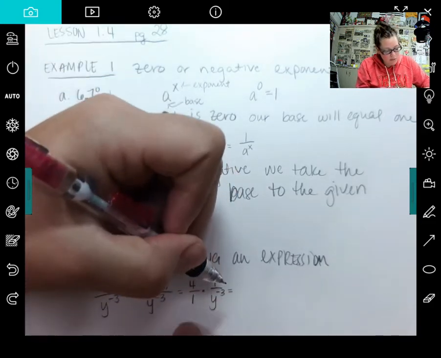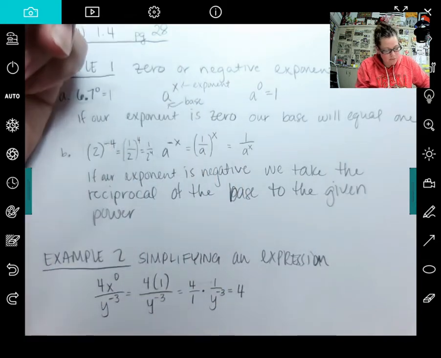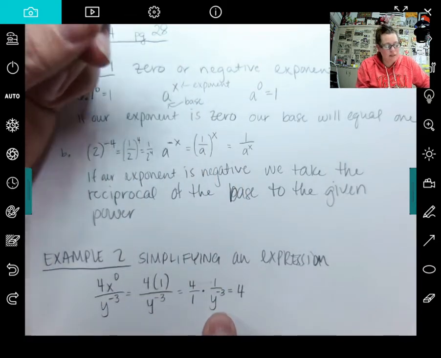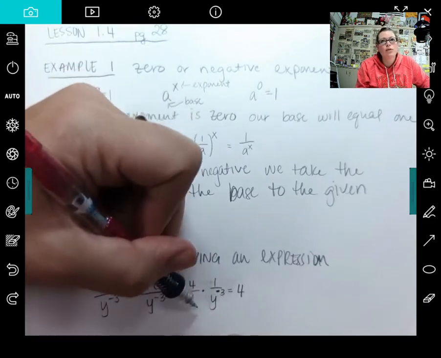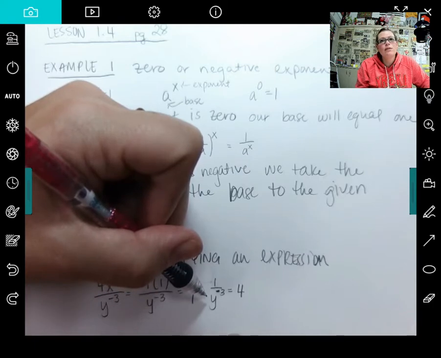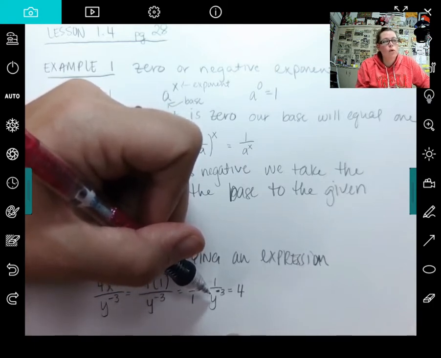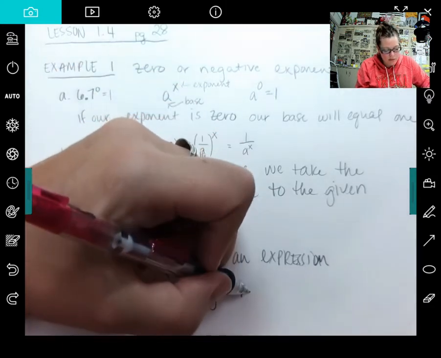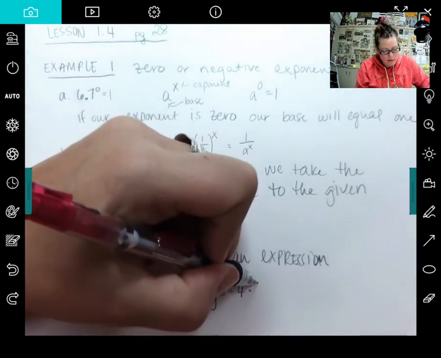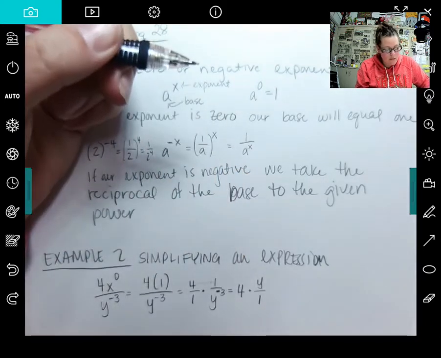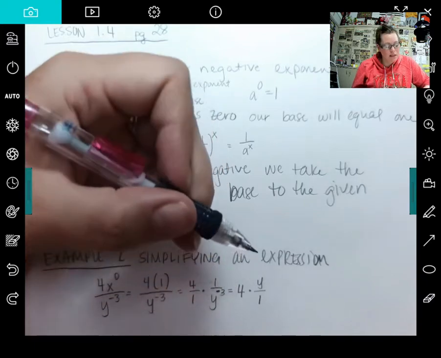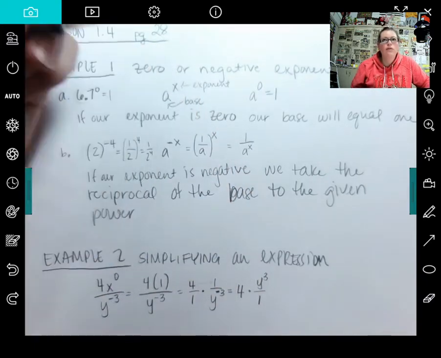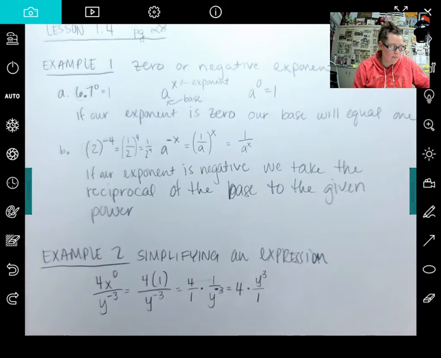So 4 over 1 just simplifies to 4. And then to get rid of this negative exponent, you take the reciprocal. So now we can take the reciprocal of 1 over y, which is just y over 1, or you could write just y. If you choose to write it as y over 1, that's fine. Then remember you have that 3 that's still attached to the y.